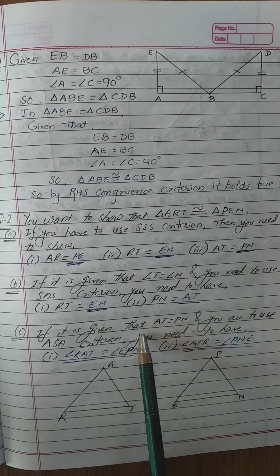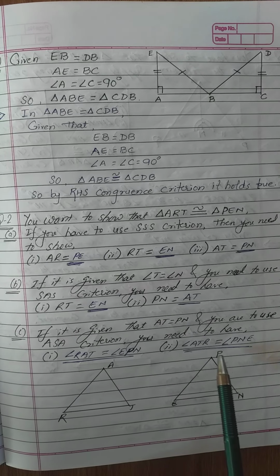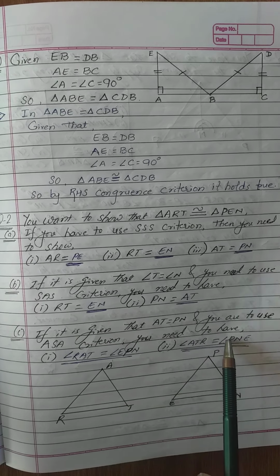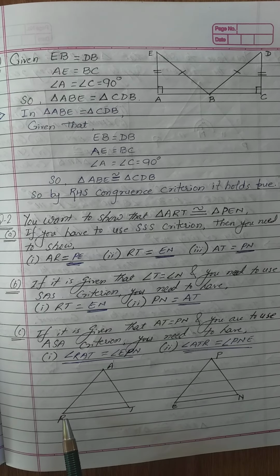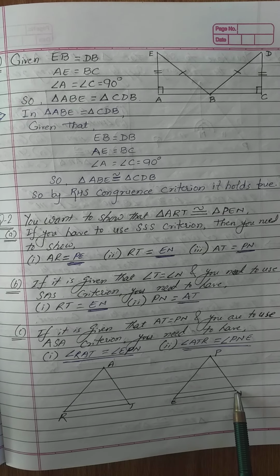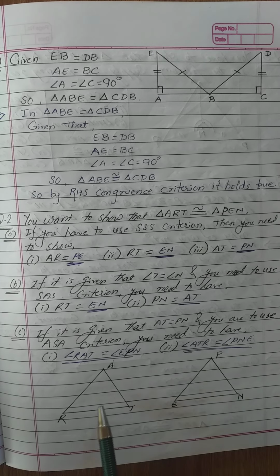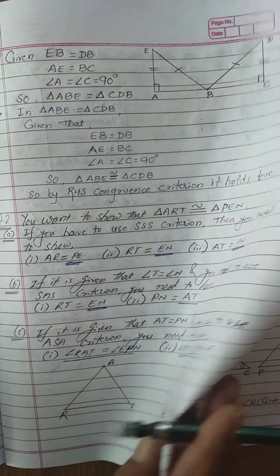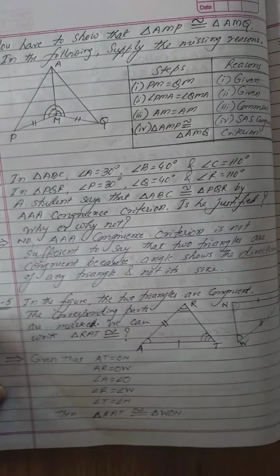Now if it is given that AT equal to PN and you have to use angle side angle criteria, you need to have angle RAT equal to angle EPN, and angle ATR equal to angle PNE. Question number 3.